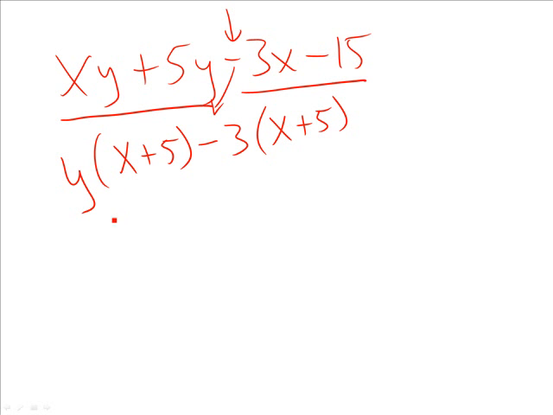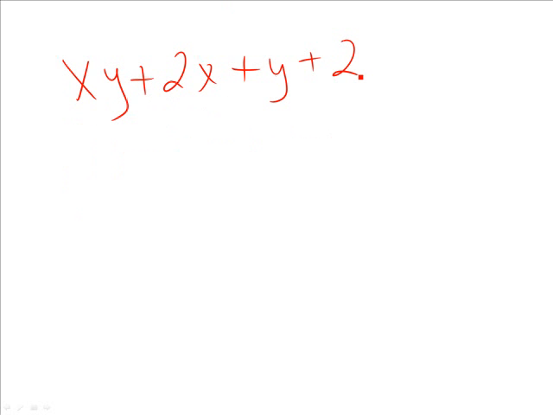Now we can notice we have a common quantity of x plus 5, and when we factor that out, we're left with y minus 3. That's the basics of factoring by grouping. If we look at this polynomial, again, we group these two terms, and we have a common x. Factoring out leaves us with y plus 2.